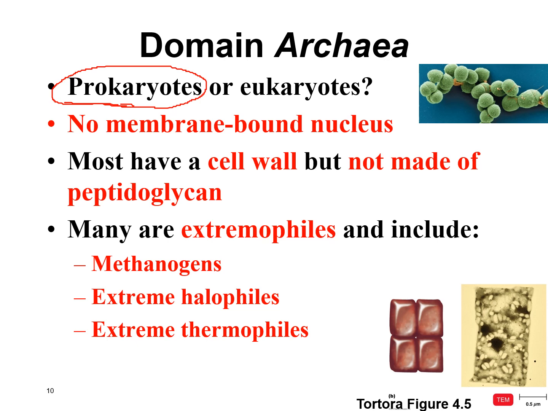And the other thing that's unique about the Archaea, a lot of them are what we call extremophiles. And remember that the word phil means to love, and so they love living in extreme environments. So some of them are what we call methanogens. Gen means to create or produce, and so what do you suppose they're creating or producing?